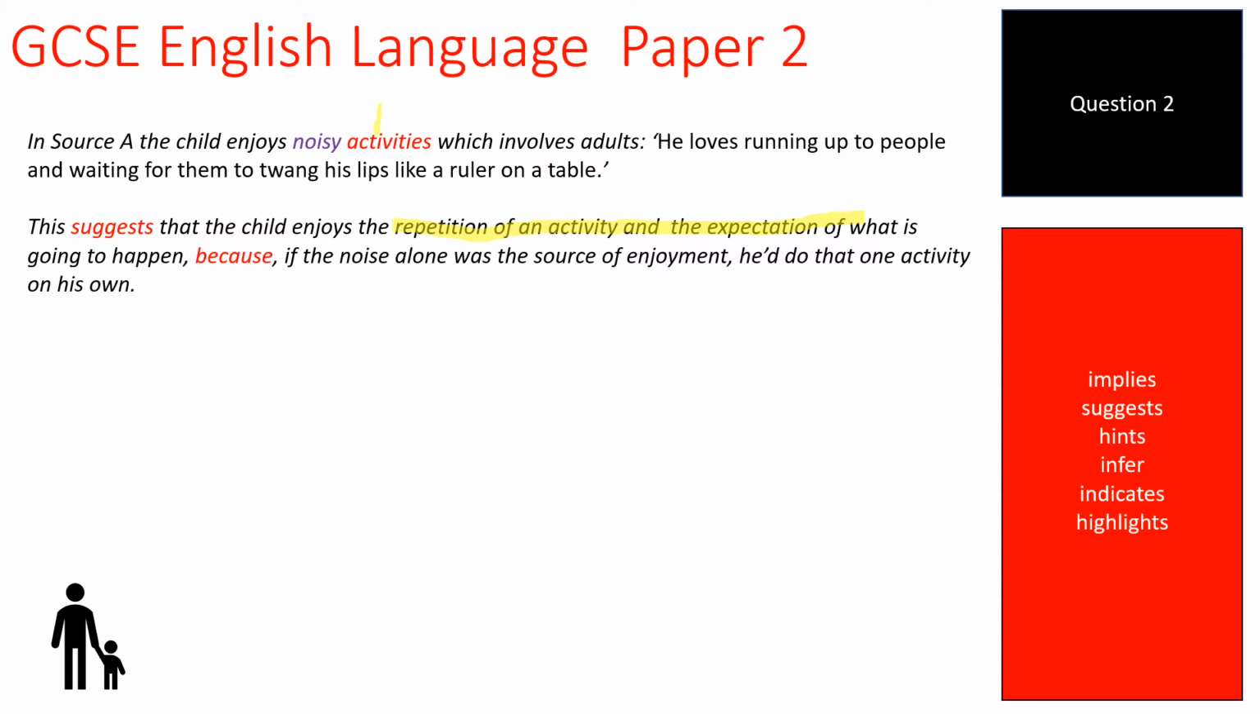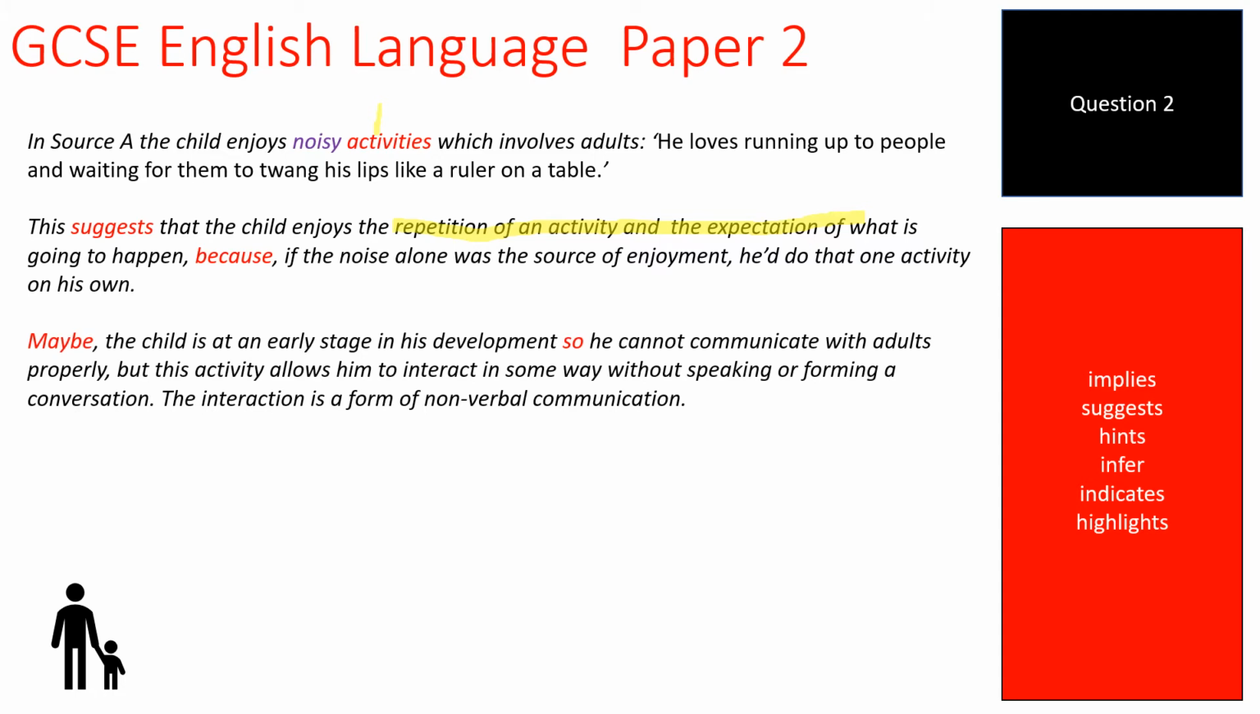So I've explained a bit further and I've not just said, oh, this suggests it's very, very noisy. I've added a bit more and I've said this idea, the repetition of the activity is what's really interesting for the child. It's just secondary that it's noisy. And actually, if it was just the noise alone, I don't think the child would carry on doing it. It's the fact that the adults are involved in making this noise. So I've taken that inference and I've explained it. Let's have a look at the next bit that can go with it.